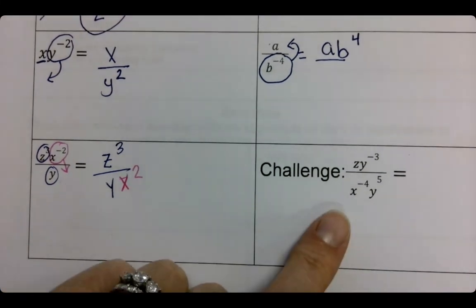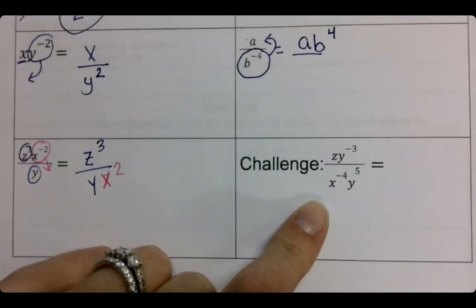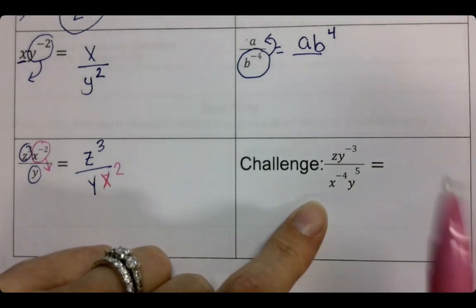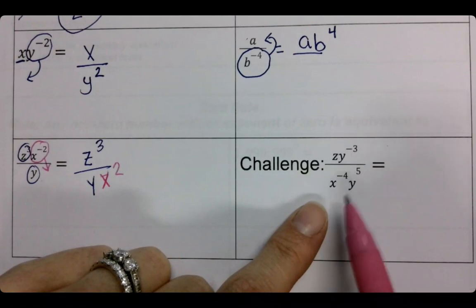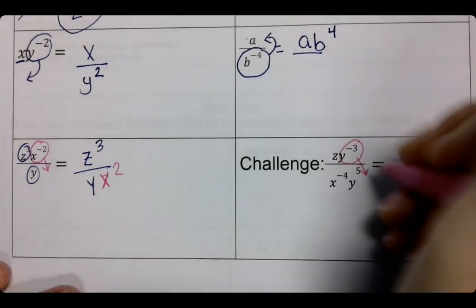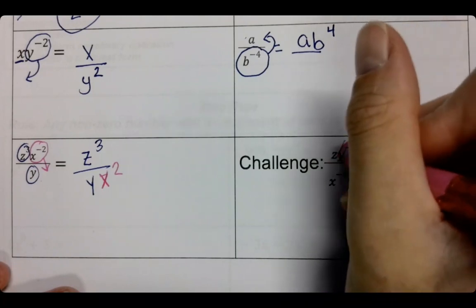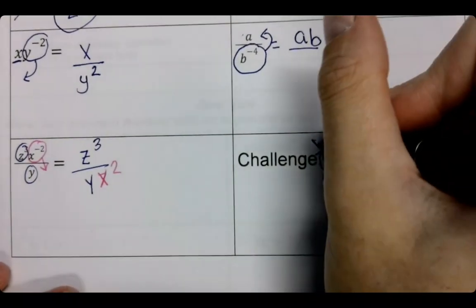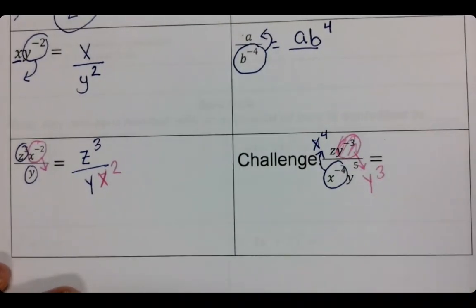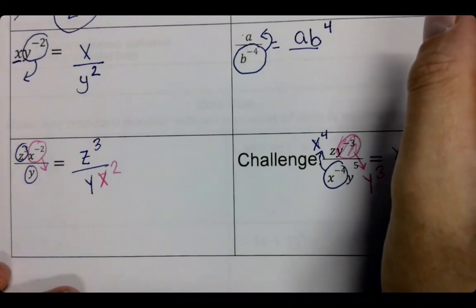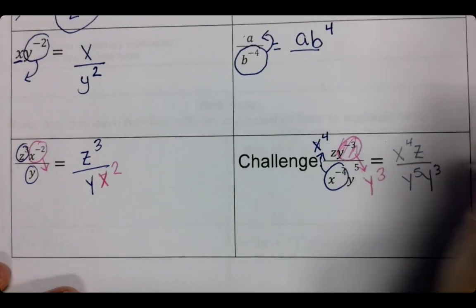Okay? Now for this one. This one is a little bit extra, right? It's got a little bit extra going on with it. We have z y to the negative third all over x to the negative fourth, y to the fifth. So if we're moving things around, this needs to go to the bottom and become y to the positive third. This needs to go to the top and become x to the positive fourth, okay? So you now have x to the fourth z all over y to the fifth, y to the third.